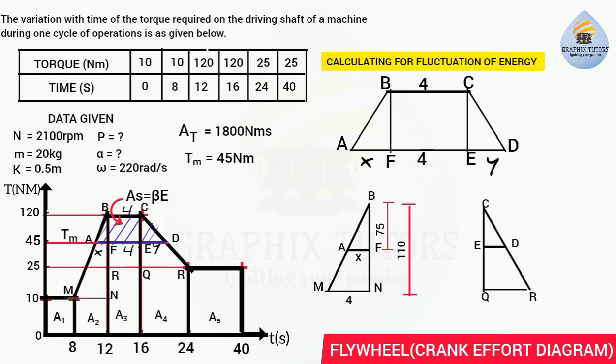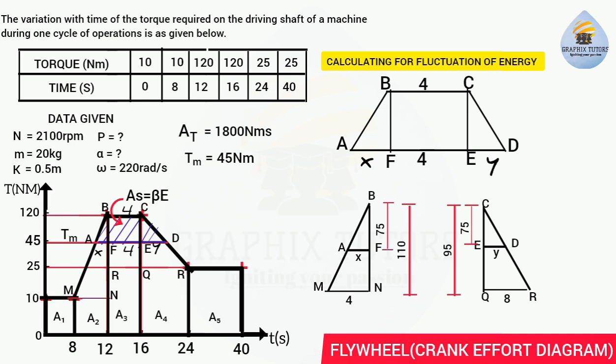Now we'll do the same thing we did in the previous one. The distance between Q and C is the difference between 120 and 25. So 120 minus 25 will give us 95. So the total height of this here is 95. Similarly, the difference between C and E is the difference between 45 and 20, which is 75.